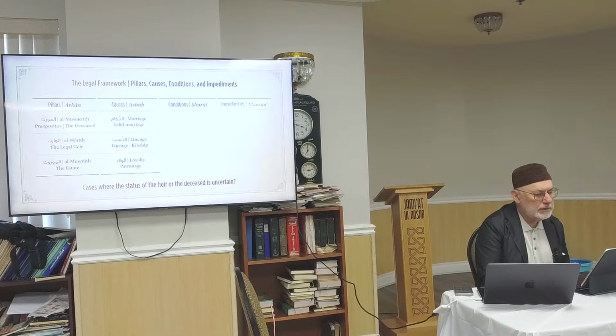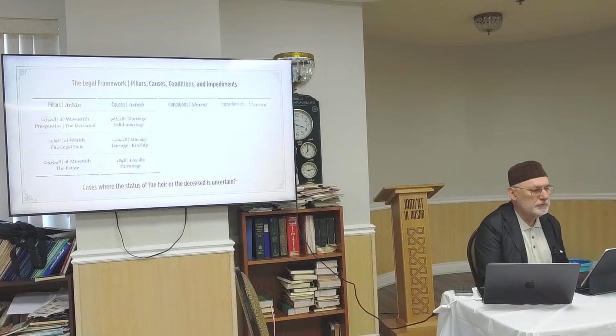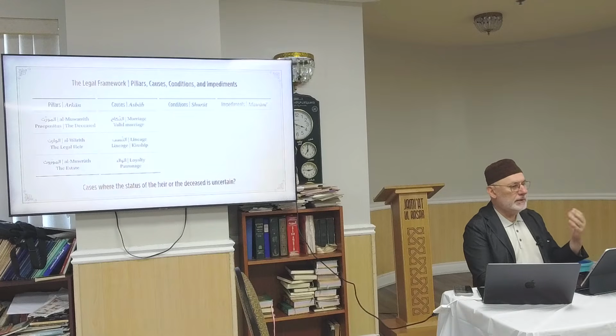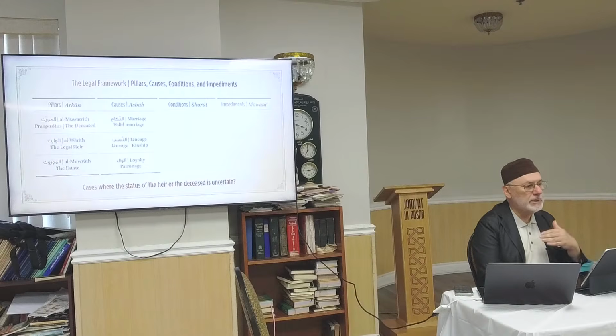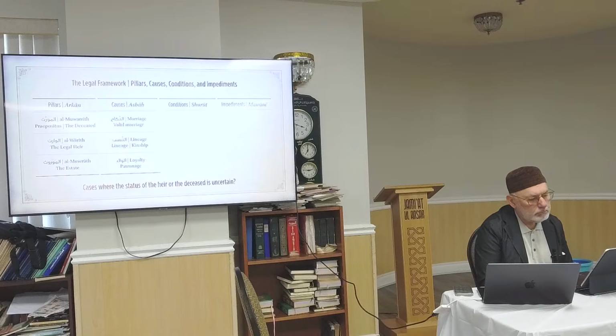Marriage, i.e. a valid contract. And this remains active during a revocable divorce. Because if it's talaq raj'i, i.e. he can go back to her and she can go back to him at any point, the marriage contract is still valid. The divorce completely hasn't taken place yet. So during the waiting period.